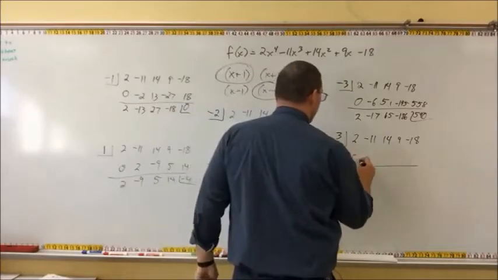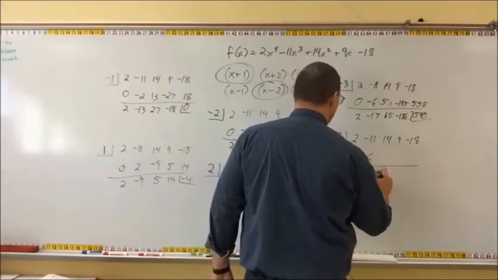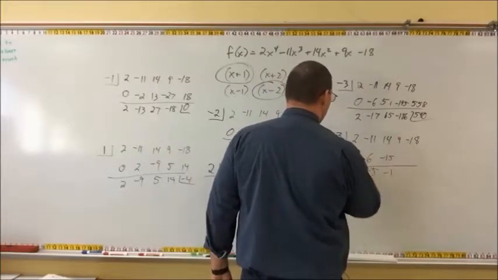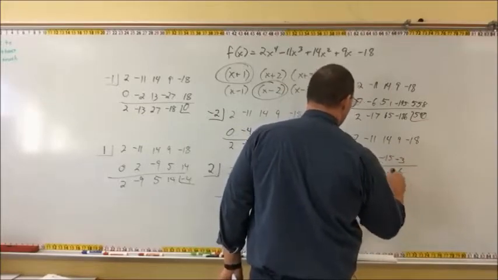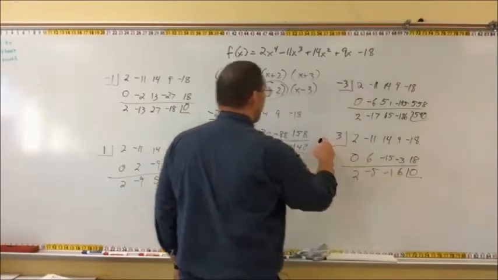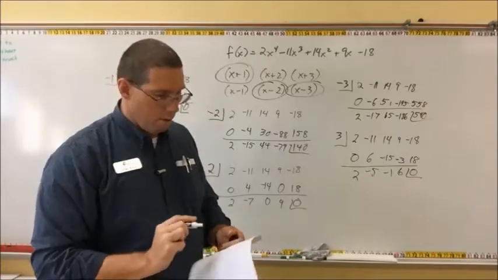Last one here, put a 0. 2 plus 0 is 2. Times 3 is 6. Minus 11 is negative 5. Times 3 is negative 15. Plus 14 is negative 1. Negative 1 times 3 is negative 3. 9 minus 3 is 6. 6 times 3 is 18. Minus 18 is 0. And so that means x minus 3 is a factor. And that's question number 18.